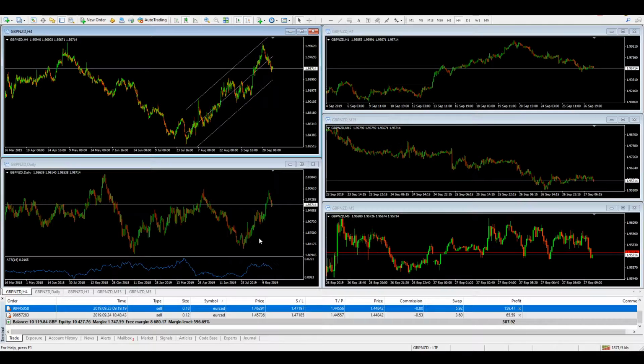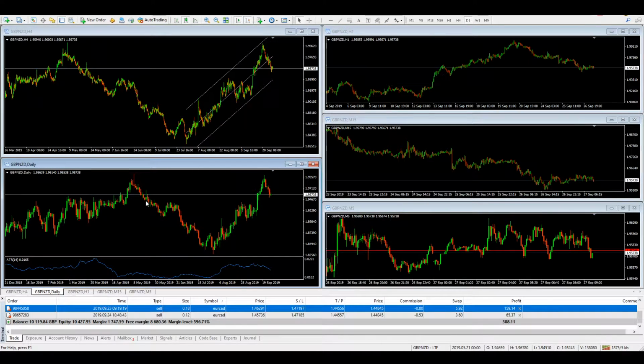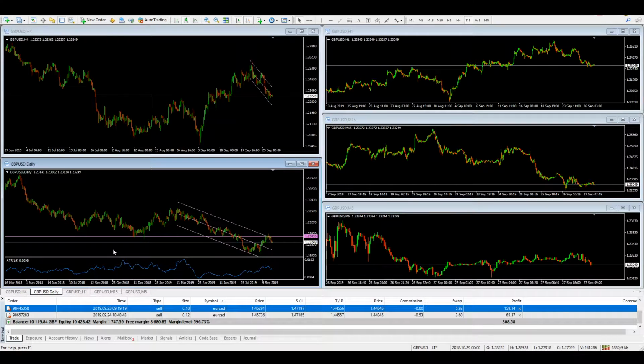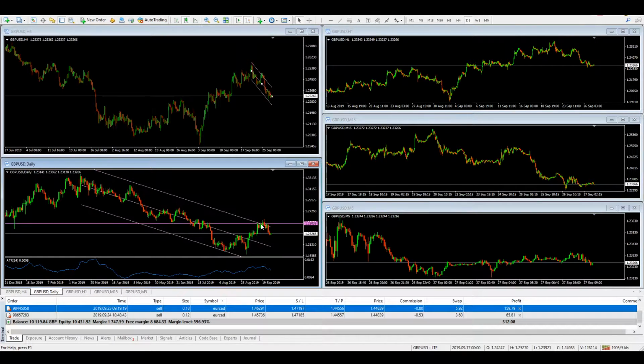This one is GBP NZD. No, not yet. There's no decent signs of reversal yet. So pass. GBP USD. No, pass. Yeah, it's a tricky one, but it's one to leave, I should say.